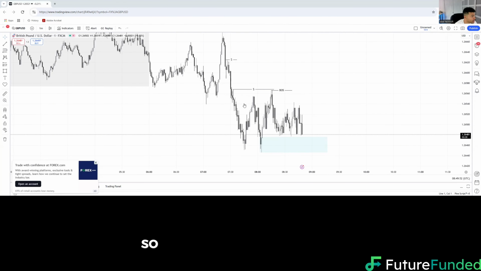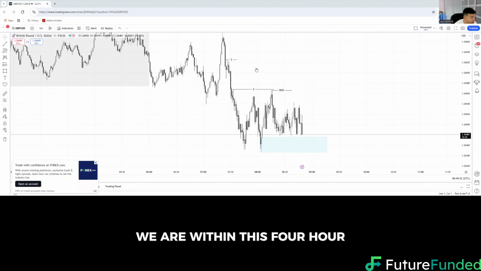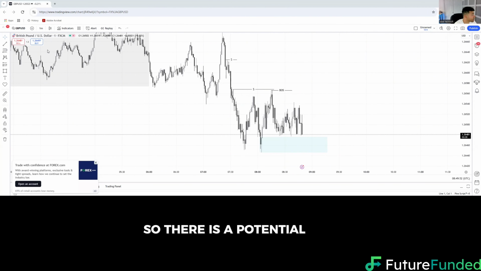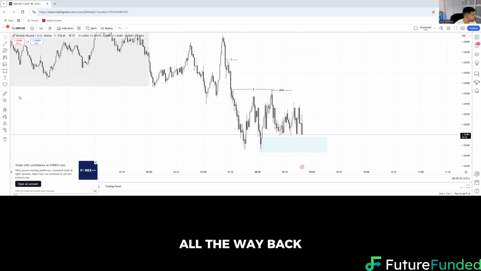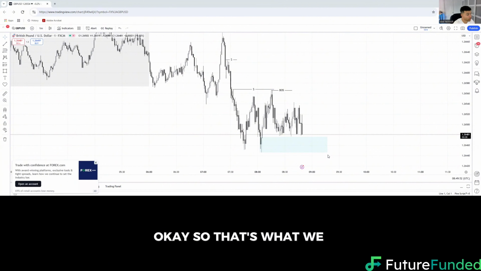All right, so if we were to have a look, we've got this break of structure here to the downside. We are within this 4-hour bearish range, so anything that happens within here is bearish. We've just tapped into this 4-hour point of interest close to the high, and now we've started to move away. So there is a potential for some downside movement to go all the way back and carry on that downwards momentum on the higher time frame. Okay, so that's what we want to do.